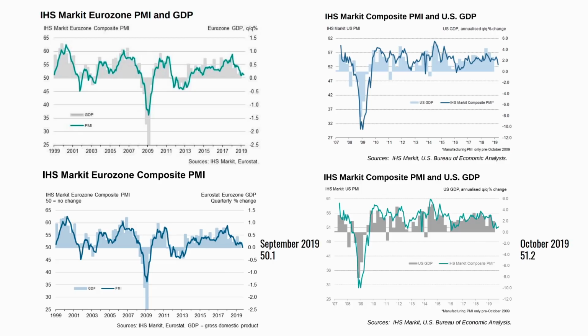A weaker PMI index is a headwind for GDP growth. And a headwind for GDP growth is generally a headwind for corporate earnings and for equity prices. So overall, the picture for equity is looking a little bit worse than it was last time I updated my portfolio.